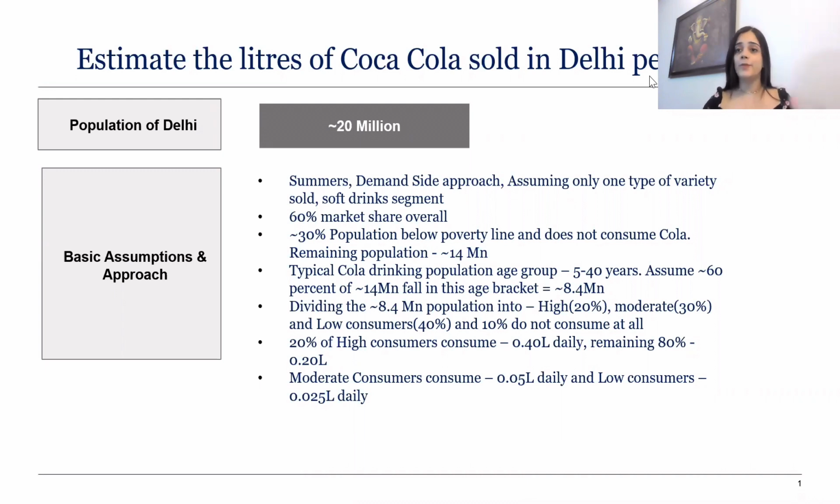Now here, if we look at this solution, our starting point is what is the population of Delhi. So it's around 20 million. And then the basic assumptions and approach that we need to follow while we are solving this guesstimate, right? Some assumptions that we take into account can be that it's a typical summer day, and we've used the demand side approach, that is how many consumers consume X liters of Coca-Cola daily.